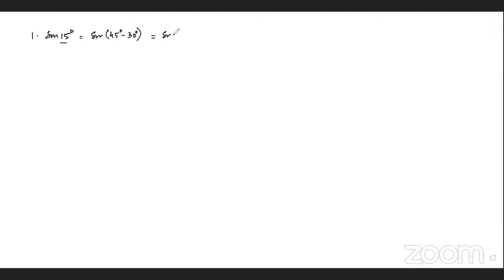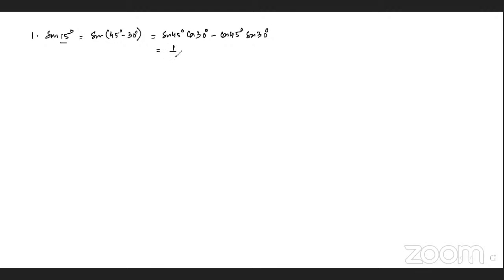So sine of a minus b. The angles in which we have split this 15 are known to us: sine 45, cos 30, cos 45 and sine 30. So sine a cos b minus cos a sine b. Okay, so tell me, what is sine 15?